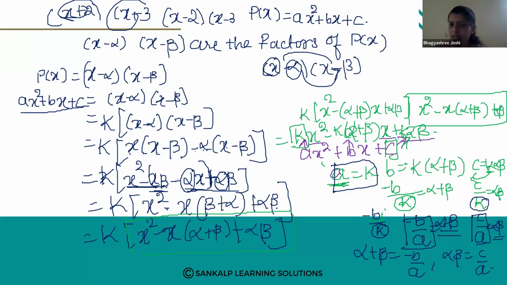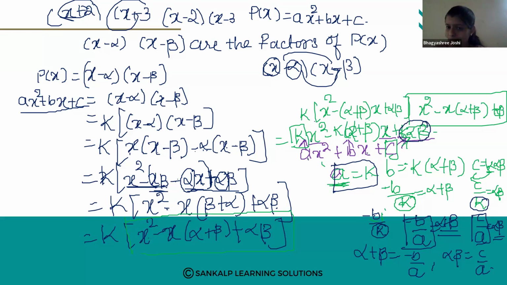Right? Now here you got an expression. Compare this expression with the standard form of quadratic polynomial, that is ax square plus bx plus c. So x square is here, x is here. So c is a constant term. c is equal to this, k into alpha beta, the constant term. Coefficient of x square is a. Coefficient of x square is k. Therefore a is equal to k.